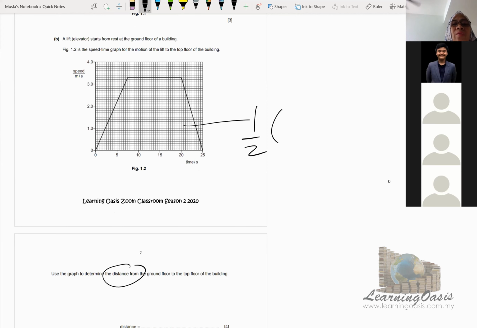25 plus what? This is 100. 21 minus 7. 21 minus 7 is 16, right? Okay, and then you times with this. This is the formula of a trapezium. Great. So what's your answer?